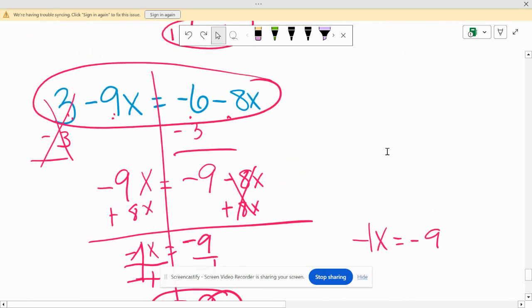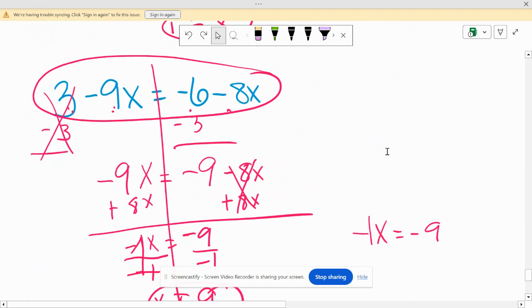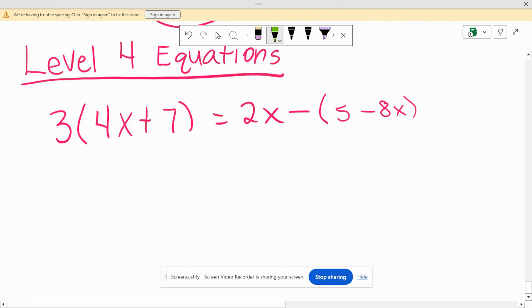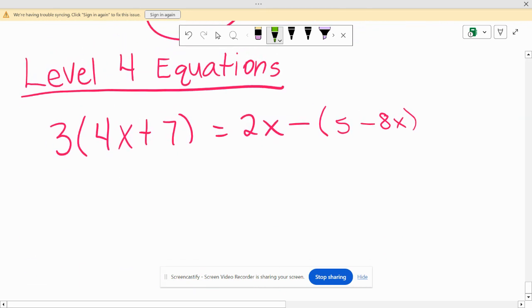Simplified equations that we looked at would look like this, where each side of the equation is already simplified. In this one, we need to do some simplifying first. So if you're not real strong with simplifying expressions, go back and watch the video about simplifying expressions. If you are, then let's take a look at this and get going.